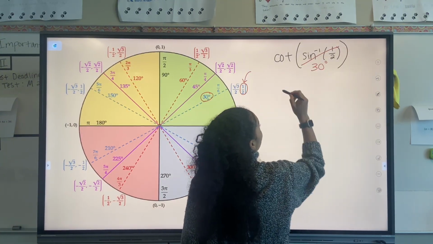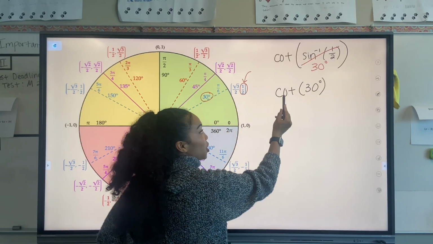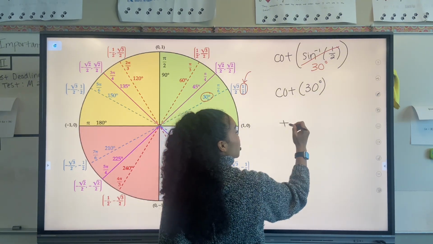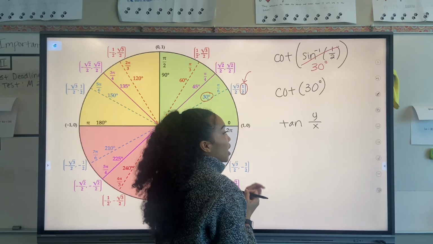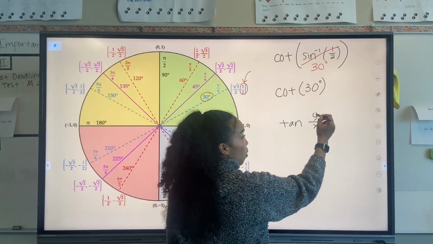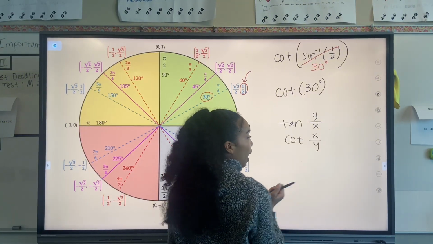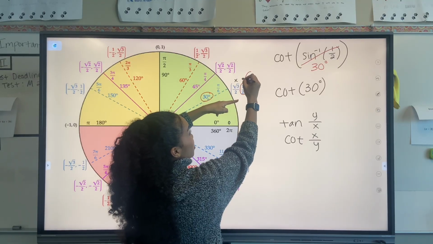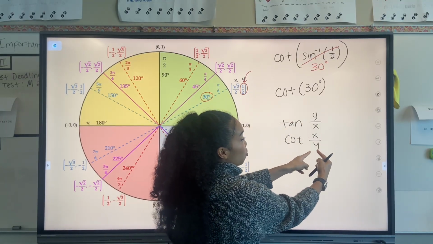So now I'm looking for a cotangent at 30 degrees. Now, whenever you see cotangent, you should be thinking of tangent. Remember, tangent is y over x, and cotangent is the reciprocal of tangent. So if tangent is y divided by x, cotangent is x divided by y. So at 30 degrees, this is the x value, this is the y value. For cotangent, I'm going to put x over y.